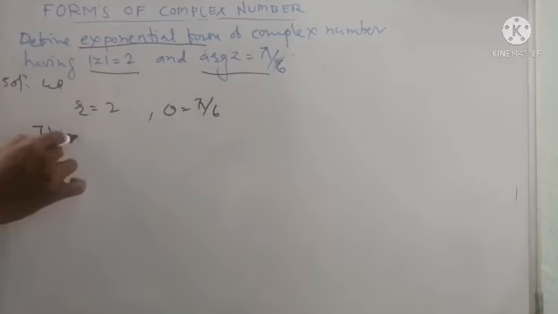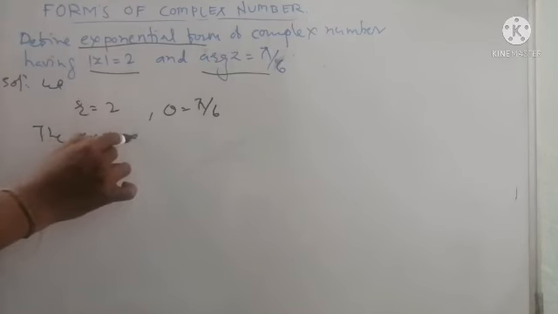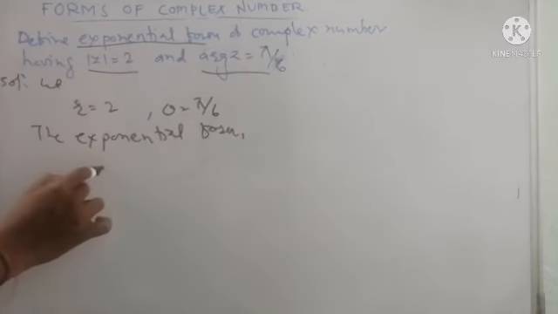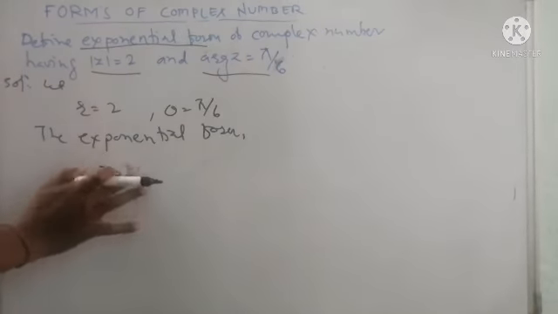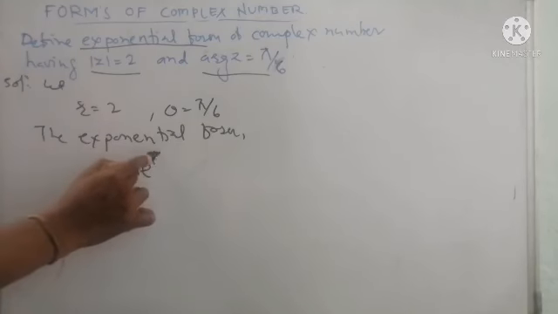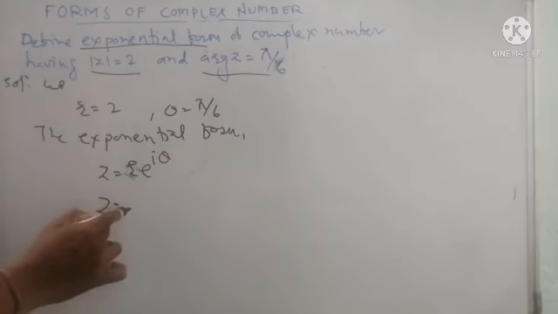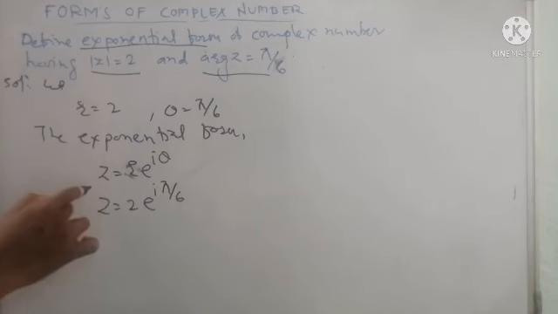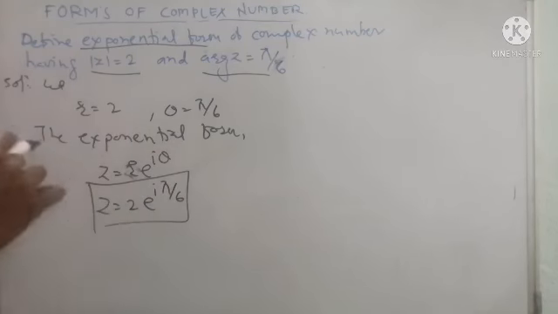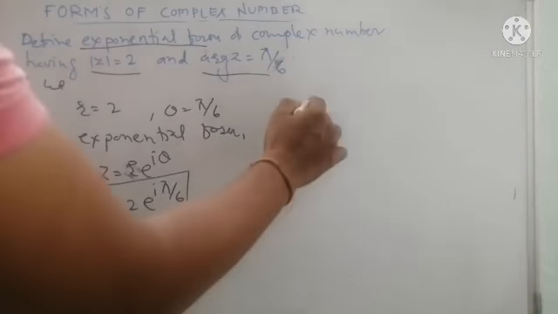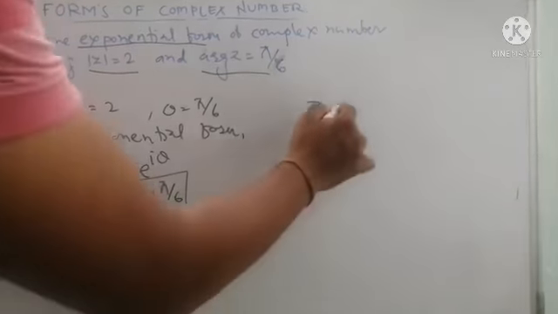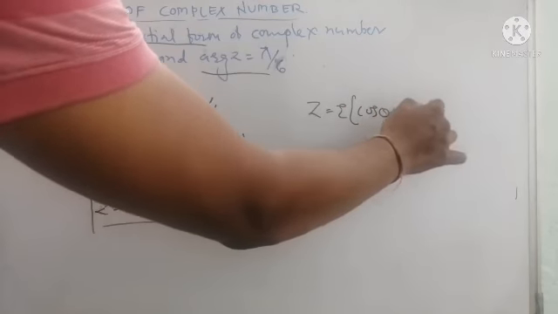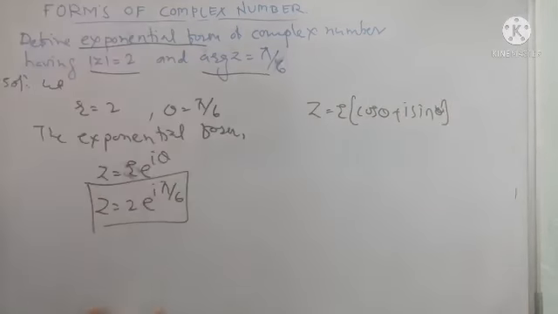Now the exponential form of a complex number z is equal to r into e raised to i theta. By putting the value of r as 2 and theta as pi by 6, we get the required answer. If we are asked to find the polar form, then we use the form of the complex number z as r into bracket cos theta plus i sin theta, and putting the values of r and theta, we get the required answer.